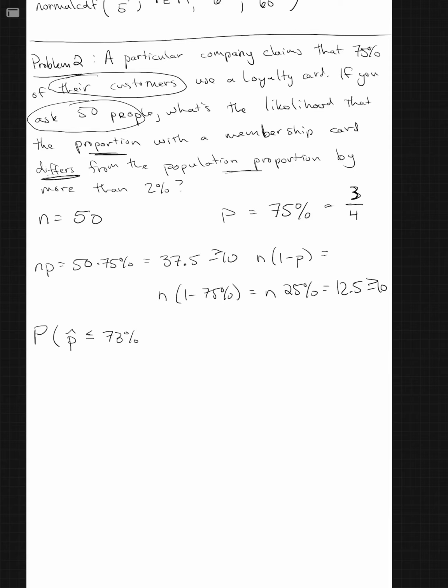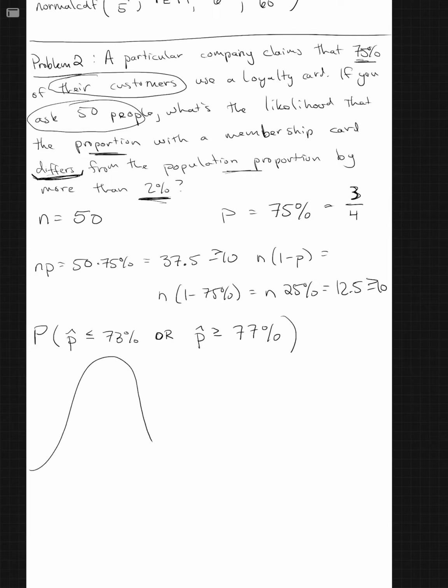Right? Because that would make it more than 2% away from 75%. Or, if it's bigger than 75, then we in fact want it to be bigger than 77, because we want it to be more than 2% away. Right? And specifically when it just says differs from, that means you're going to go the same amount in both directions.